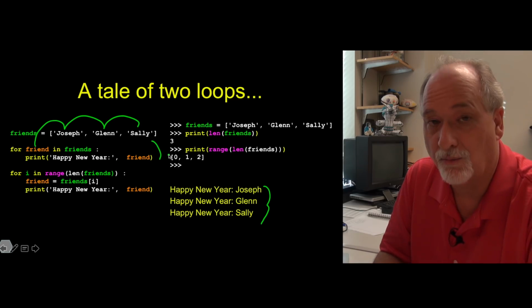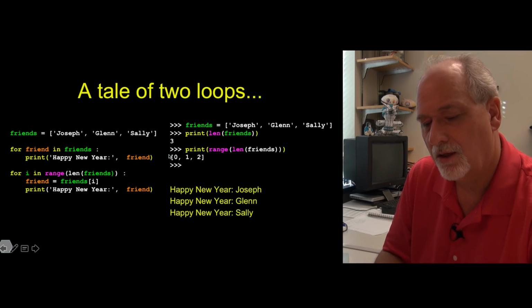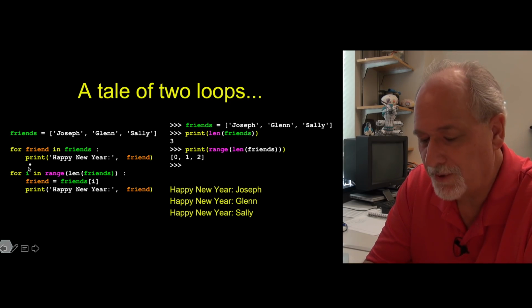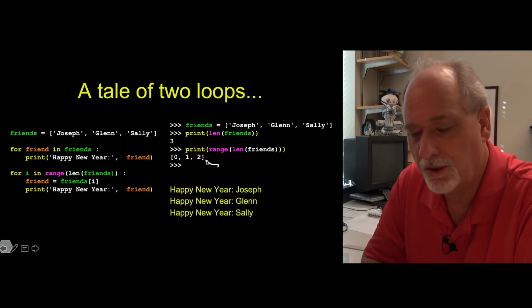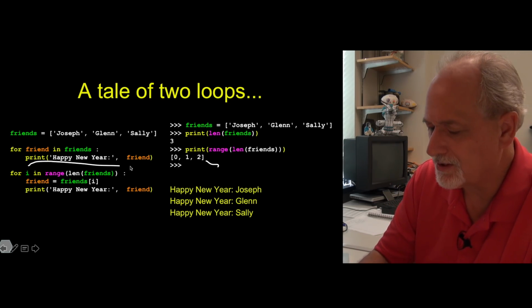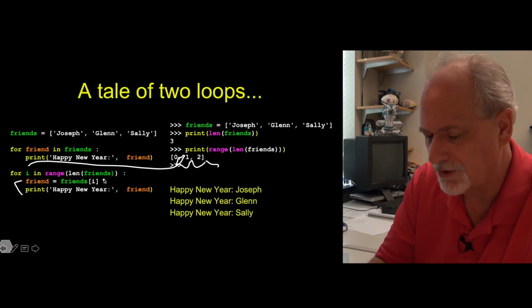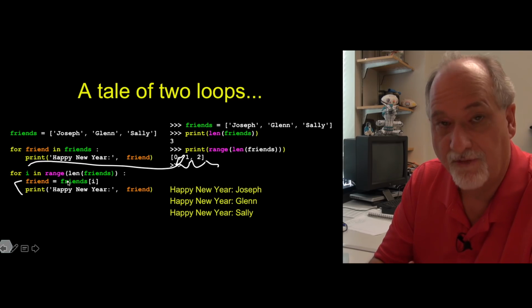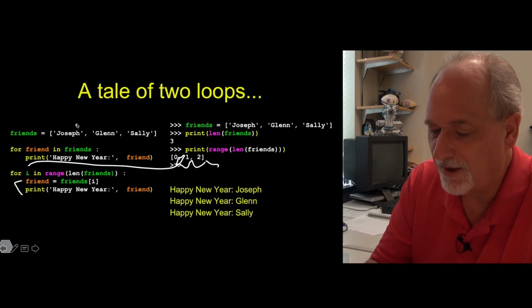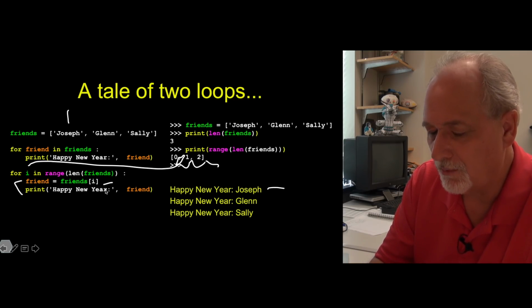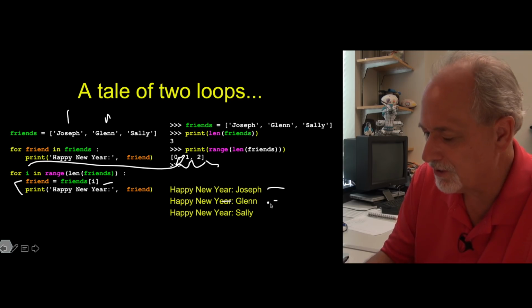But sometimes you want a little more sophisticated loop, and instead you want to be able to loop through where you know the position. So what we do instead of looping through the list itself is range of len of friends, which gives us 0, 1, 2. Then i takes on the successive values 0, 1, and then 2. So this loop is going to run 3 times, and i is 0 the first time. We look up the value at position 0, so we get Joseph the first time. So it prints out Happy New Year, Joseph. Then i becomes 1, and it gives us Glenn, and that prints out, and away you go.